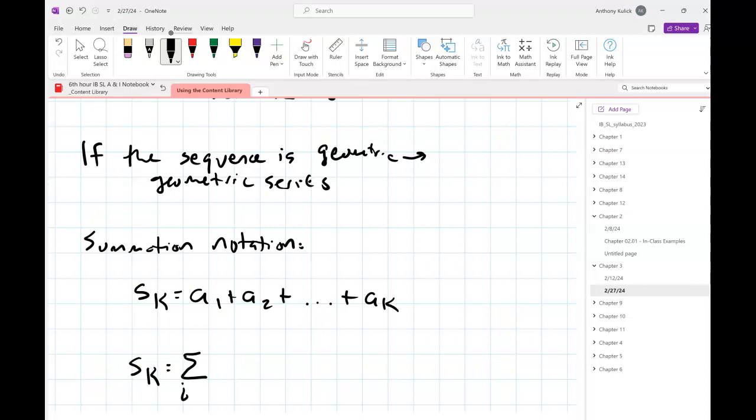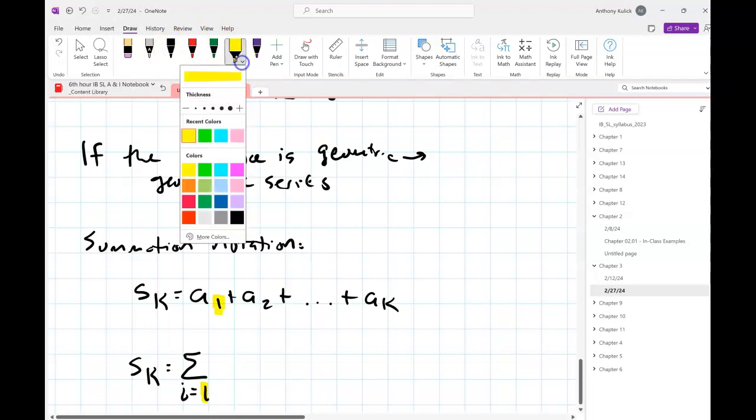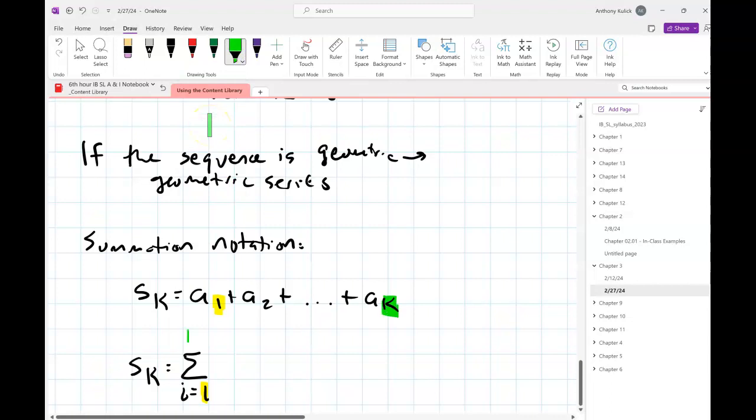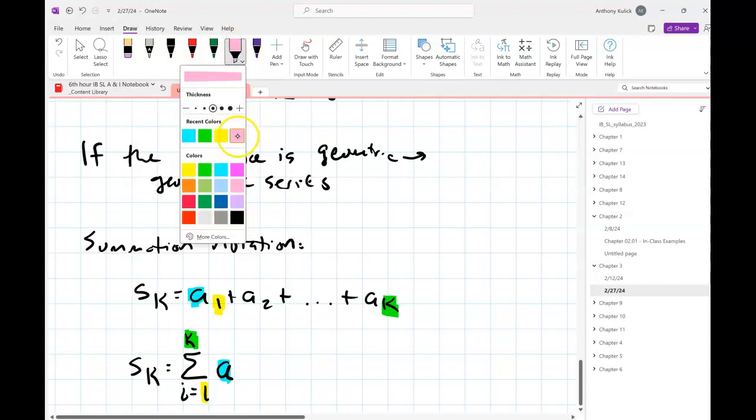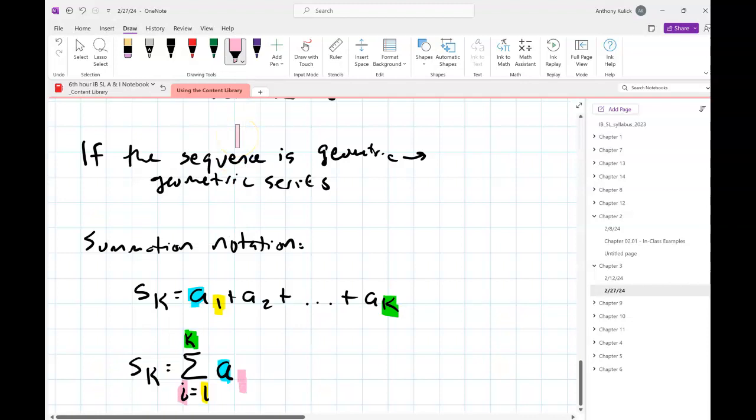Underneath the summation symbol, we're going to name a variable that we're going to use to indicate the term number. What term number do we start this summation with? 1. And what term number do we end the sum with? K. So this should be the sum from 1 to k. And then my sequence that I'm adding up was named with A's, and the subscript should match the new variable that I've introduced.